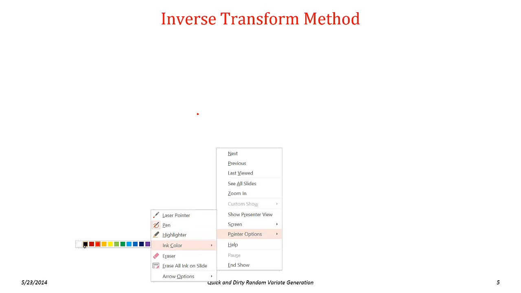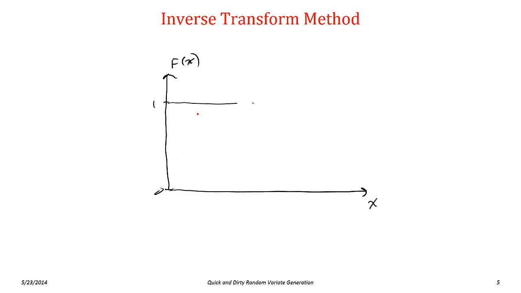The first method that we're going to look at is called the inverse transform method. The general idea is that we're going to use the CDF of the target distribution. Let's say I have f of x, that's an x, and it goes from 0 to 1 on the CDF axis. And let's say our distribution looks something like this.